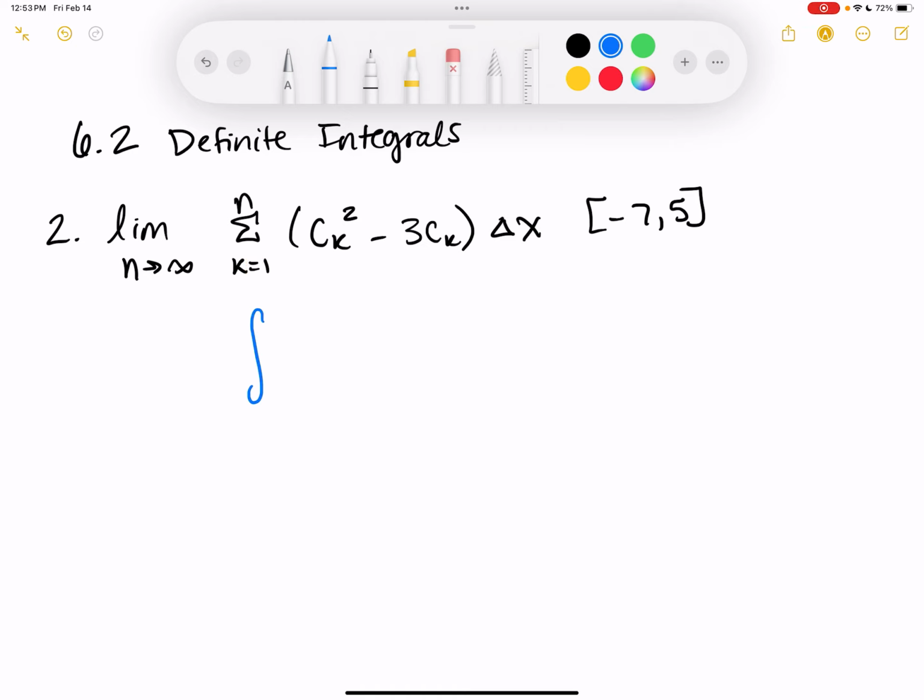So we've got the integral from the first thing to the second thing, so from -7 to 5 of x squared minus 3x dx. And that's it.